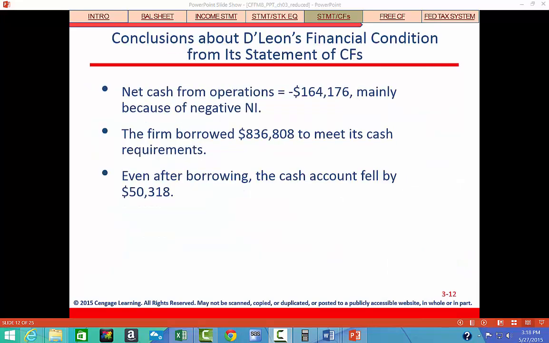And so here we kind of have a summary about how we've looked at the statement of cash flows and what we can conclude from it. And if we look at the first item, that the cash flow from operations was a negative 164,000, and since net income was the first starting number in that, that was the main cause of the negative cash flow from operations. And we also saw that the firm had to borrow a lot of money, 836,000, to meet its cash requirements, and then even after all of that, their cash account fell by 50,000.